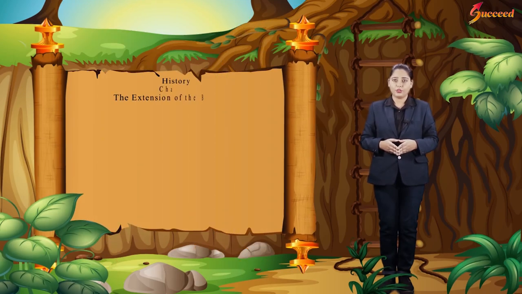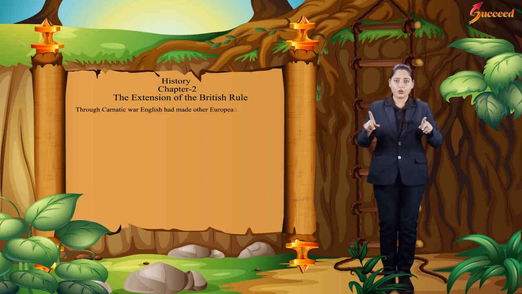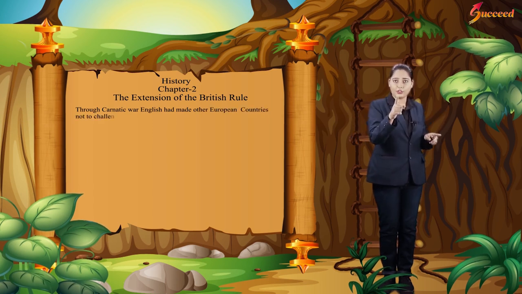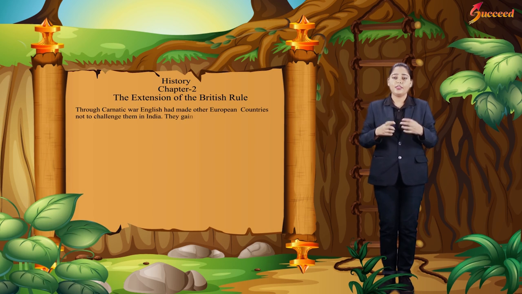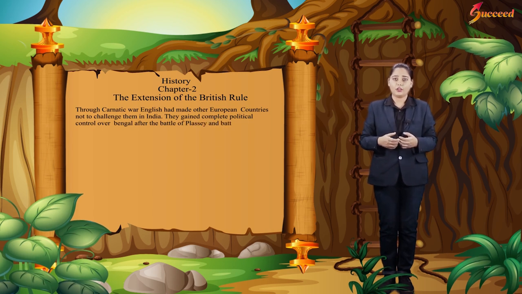History Chapter 2: The Extension of British Rule. Through the Carnatic War, the English had made other European countries not challenge them in India. They gained complete political control over Bengal after the Battle of Plassey and the Battle of Buxar. By 1765, they had gained control over most of the eastern part of India.